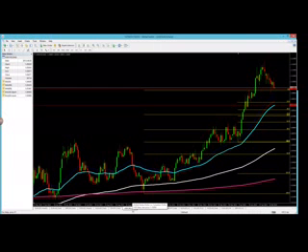Dollar CAD, still in this consolidation that we talked about. We've been getting some back and forth movement, just exactly what we thought.